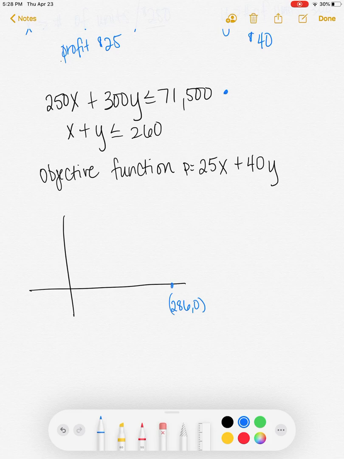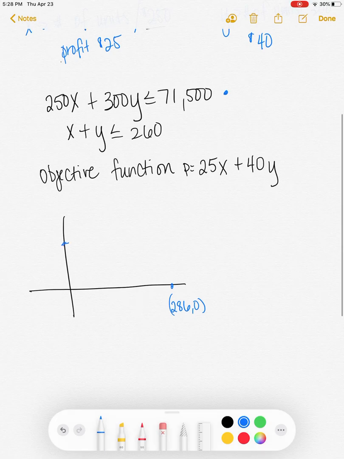So I'll get 71,500 divided by 300, which gives me 238.3. We're going to put that point right here. And I'm going to put it in as an exact value, because when I check it later, I want to make sure that I'm plugging in the correct number. And I got 715 over 3 when I simplified that fraction. All right, so that's the graph there.